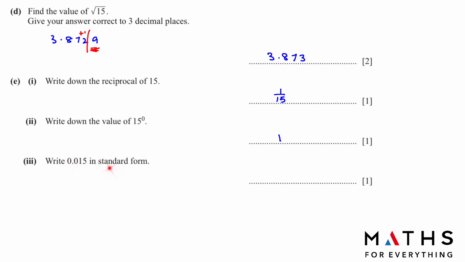Write down 0.015 in standard form. Standard form means there will be only one number before the decimal. So we have to shift this 2 places, 1.5. If you shift the decimal to your right hand side, the power will be negative, 10 to the power of negative 2. To check your answer, you can put this in the calculator and see what it gives you. It will give you 0.015. So always check your answer by writing in the calculator.